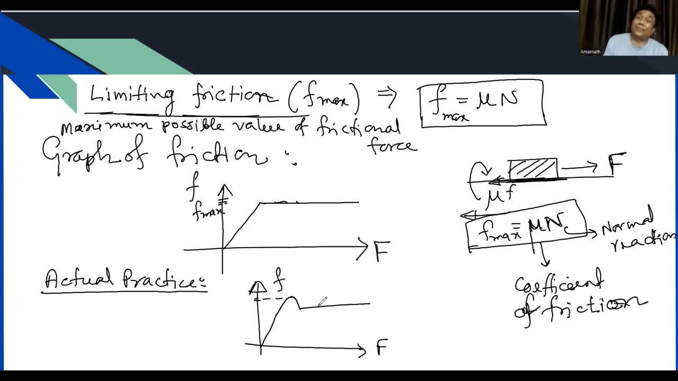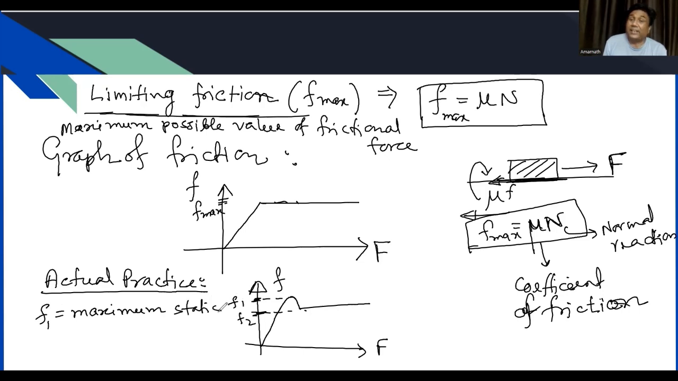But once it keeps on moving, if you apply this much force, or even a little less force, it will still keep on moving. So this is called maximum static friction, and that is called kinetic friction. Say this is F1 and this is F2. So here F1 is called maximum static friction. Static means stationary.